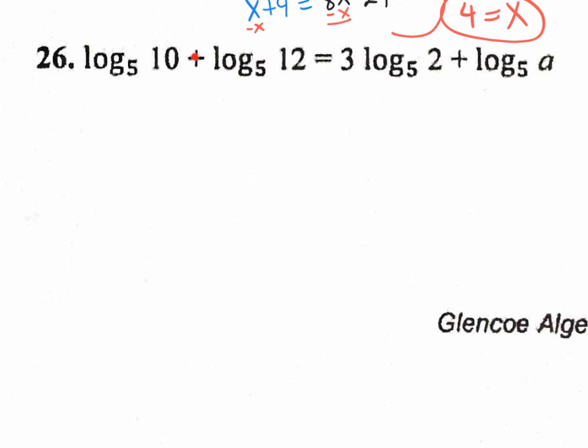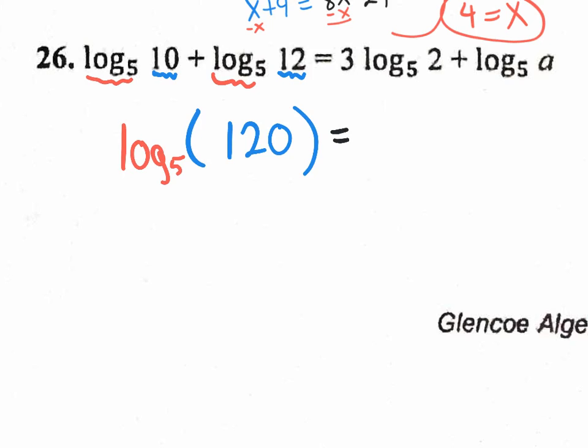What property are we going to use? Product. And over here, what properties are we going to use? Power and then product. That's right. Okay, so let's use product on the left side. Log base 5, write it as a single log base 5. And of course, we will be multiplying the 10 with the 12. Might as well do that. 10 times 12 is 120.